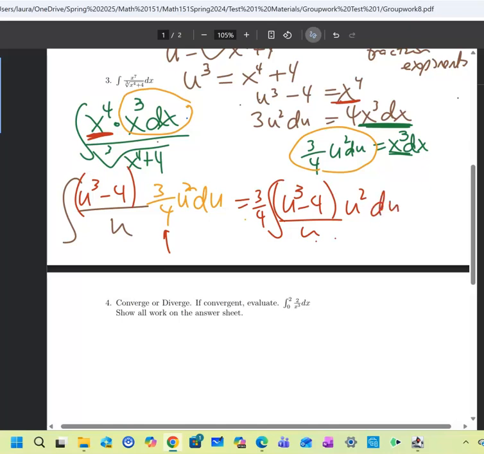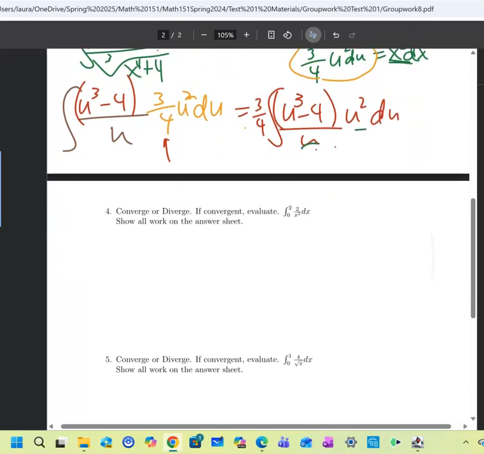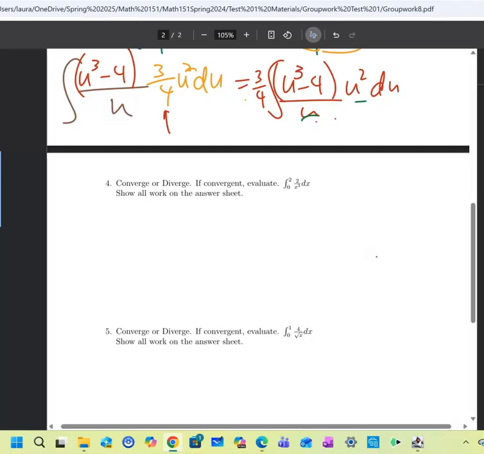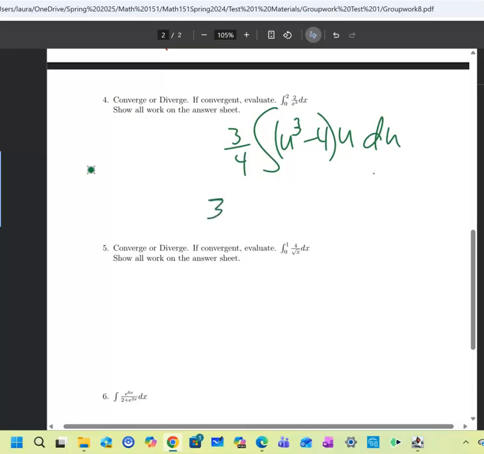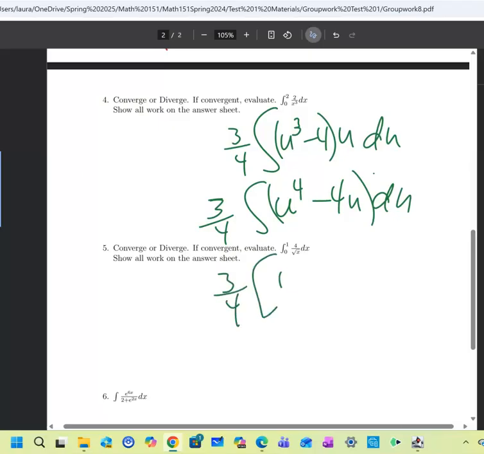Hey, look at that. I think these u's cancel, don't they? So I'm just going to move down here. So I get 3/4, and then u cancels. So I get u cubed minus 4 times a u du. Taking a lot of room here, but I want to make sure I do it right. So I want to make sure I multiply this in first, right? Minus 4u du. Okay, now let's finally take the integral.